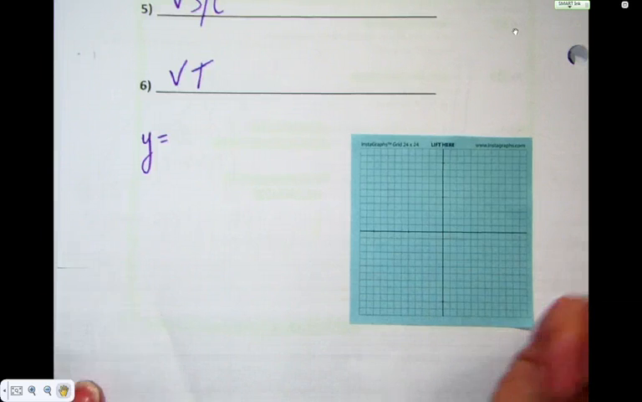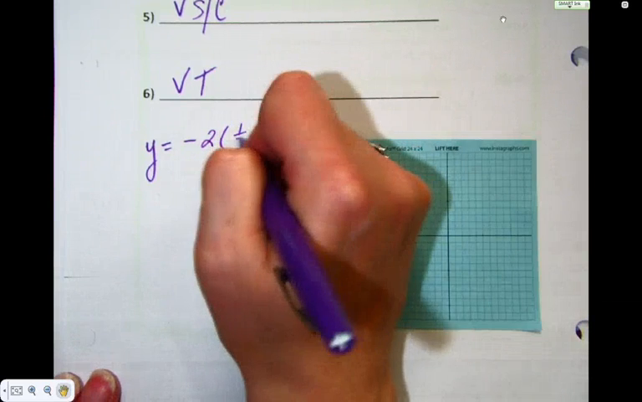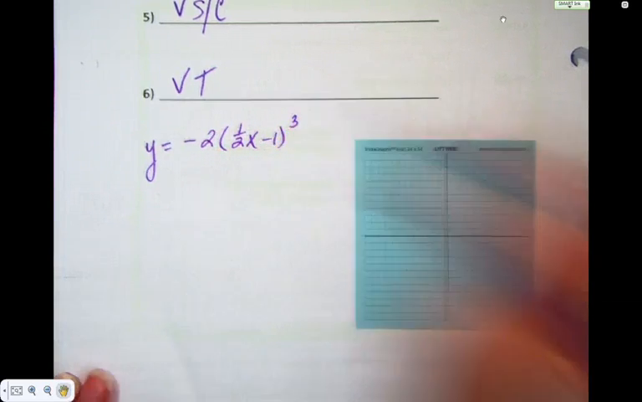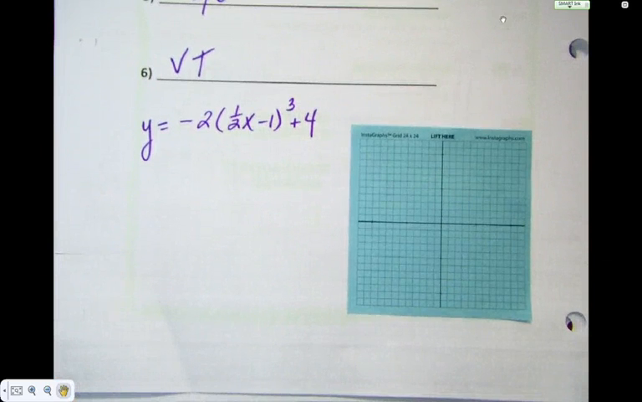So I want you to graph. Do you want to do a cubic, a square root, or an absolute value? Cubic, I love it. I want you to do -2, bracket, 1/2 x minus 1, cubed, plus 4. Did you want to do the whole thing on your own, or do it graph by graph? Okay, first draw the base graph, and then identify the transformations. Then we'll talk before you draw.